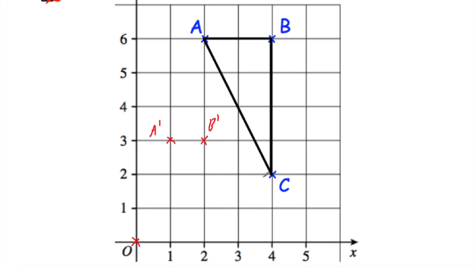And then finally C. So to get to C from the center of enlargement, we go 1, 2, 3, 4 to the right and 2 up. So instead of going 4 to the right and 2 up, we're going to go 2 to the right and 1 up. So 2 to the right and 1 up would be here. So that's where C dash would be.